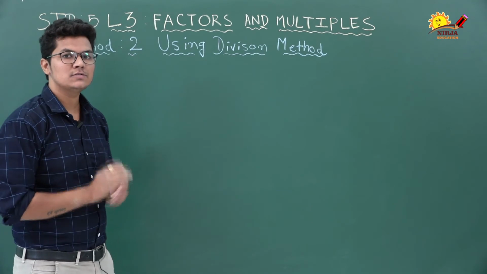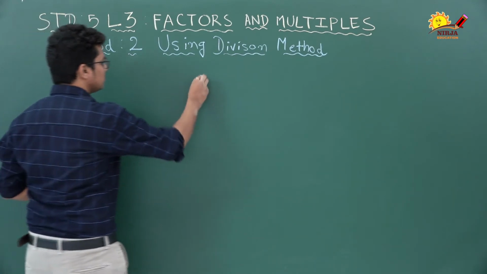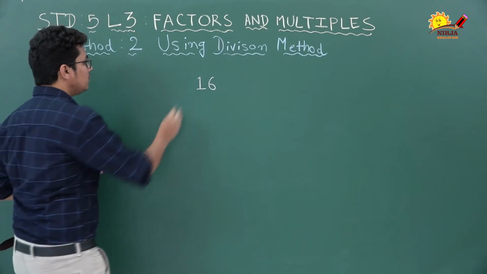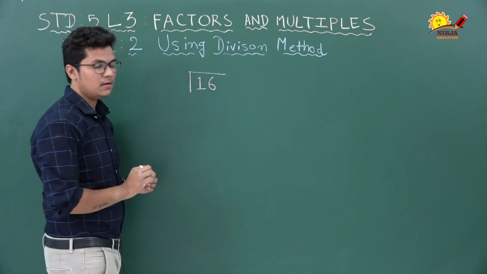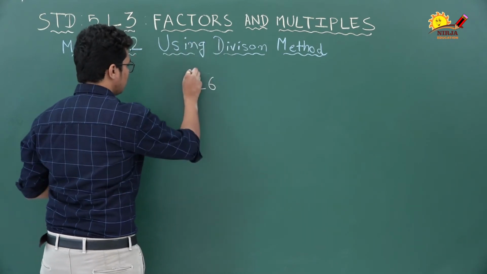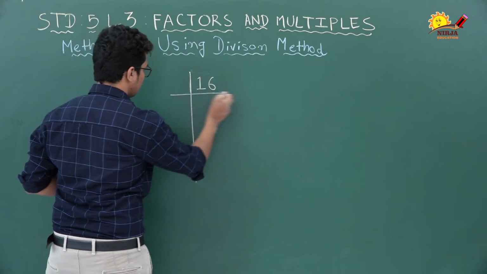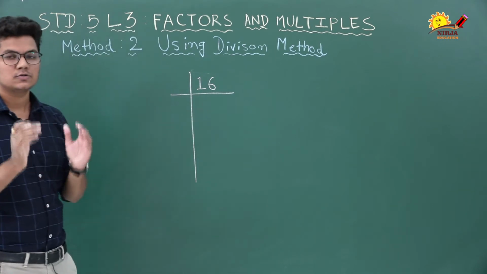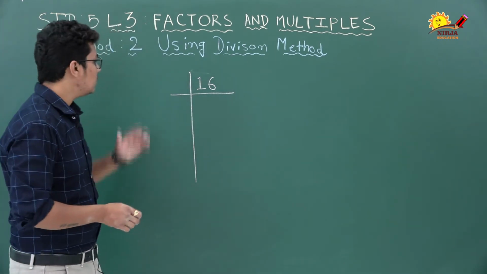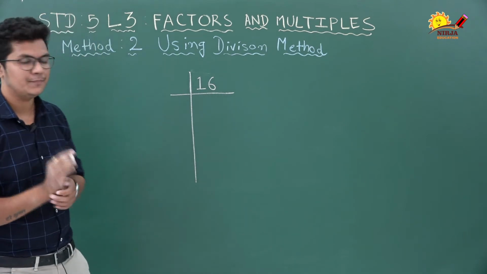So we are going to use the same example 16. We will not do division like this. Okay, we are going to draw a different structure like this. Okay, so what did I tell you? I told you we are going to do division with the smallest prime number, which is 2.